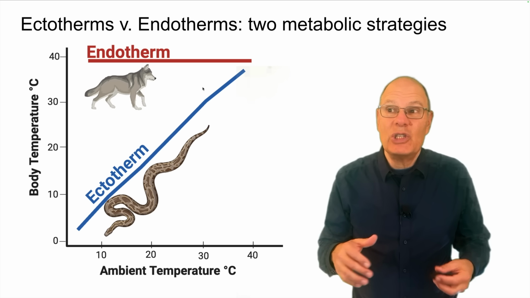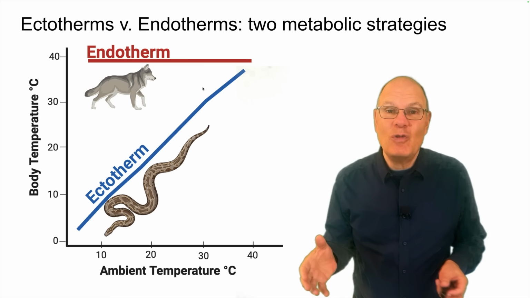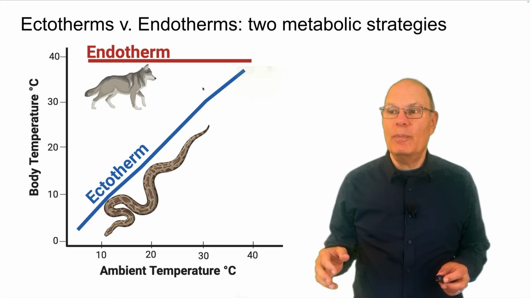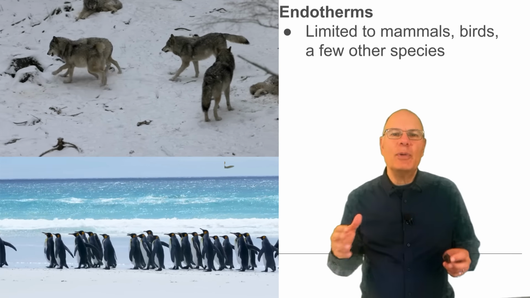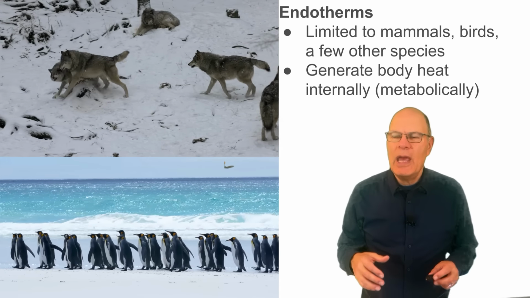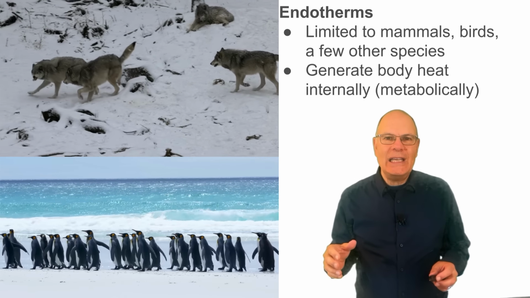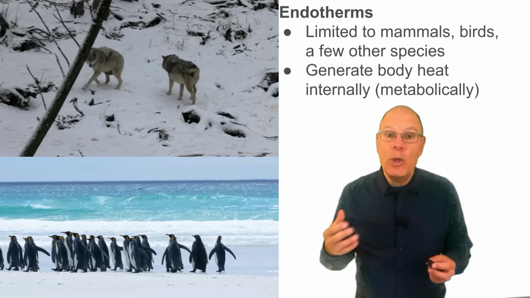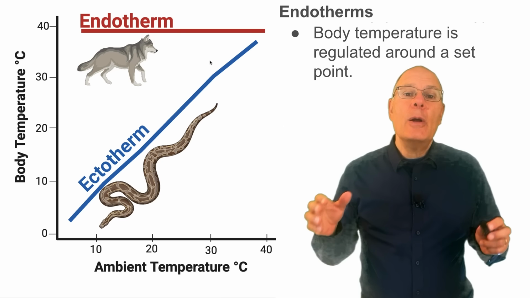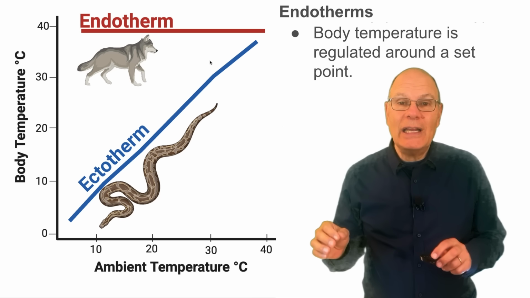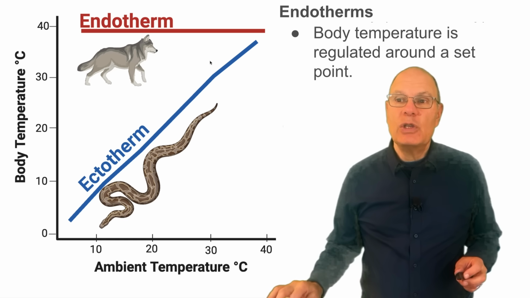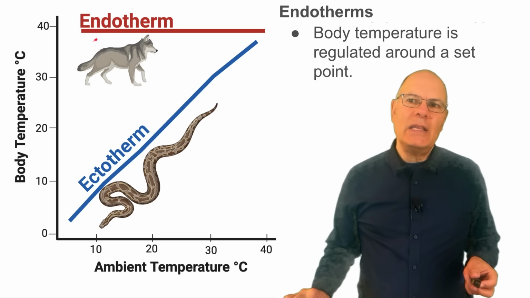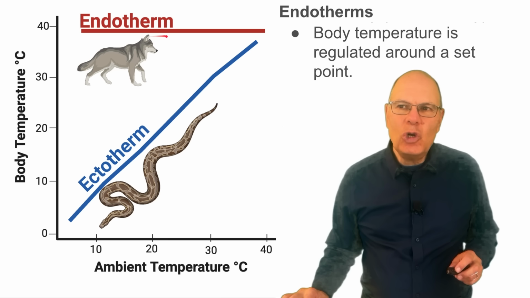That leads us to a discussion of two major metabolic strategies that involve being an ectotherm and being an endotherm. Endotherms are limited to mammals, birds, and a few other species. Endotherms generate their body heat internally, metabolically, as a result of heat that's generated through cellular respiration. Their body temperature is regulated around a set point. So for example, here we see an endotherm, a wolf, and despite the environmental temperature, its internal temperature is going to stay the same.